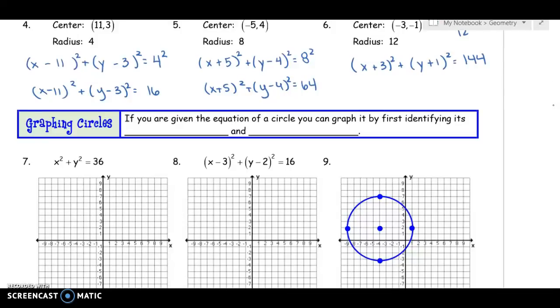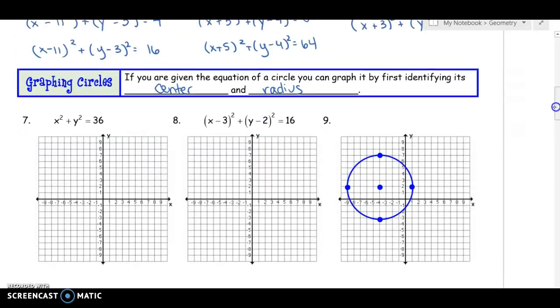All right, next part of it is graphing circles. So if you are given the equation of a circle, you can graph it by first identifying its center and radius. All right, once you know the center and radius, you can draw it. So like for this one, the center is always the numbers with x and y. Notice there is no number with x and there is no number with y. So our center is going to be 0, 0.